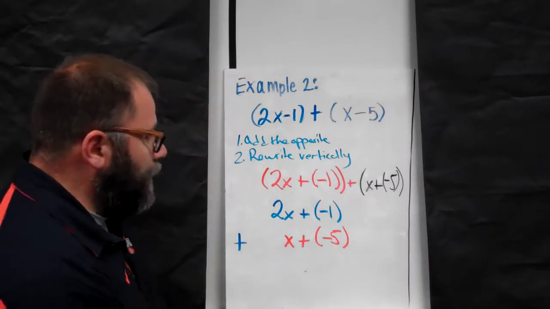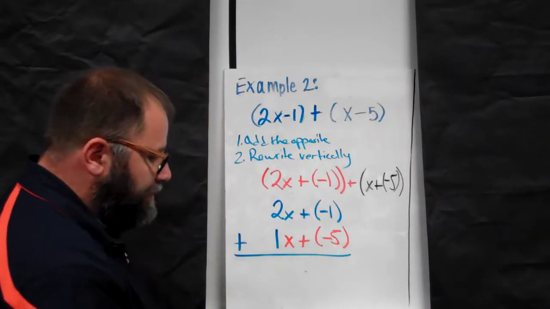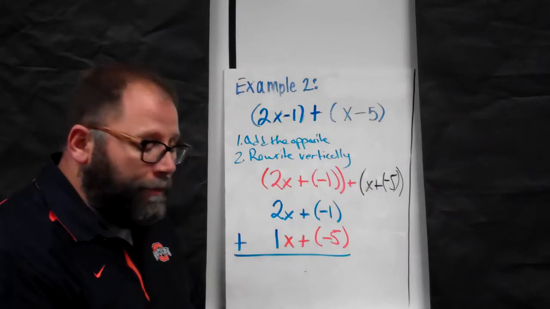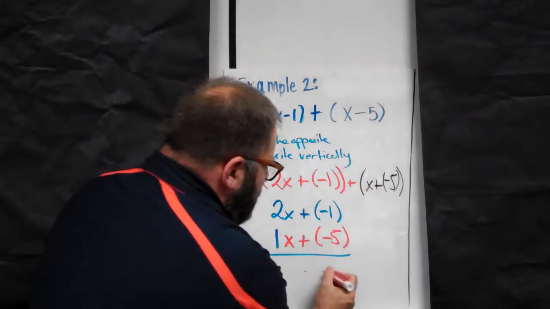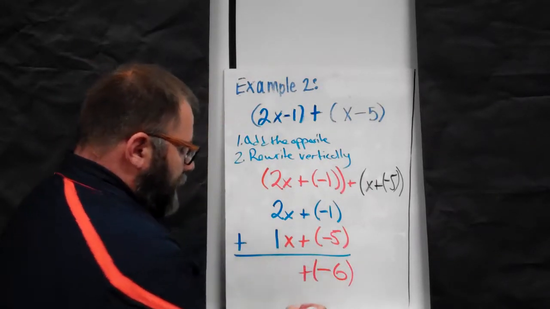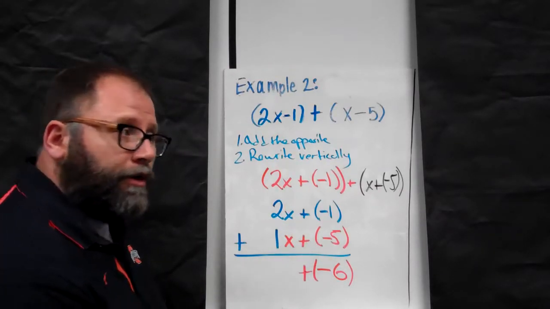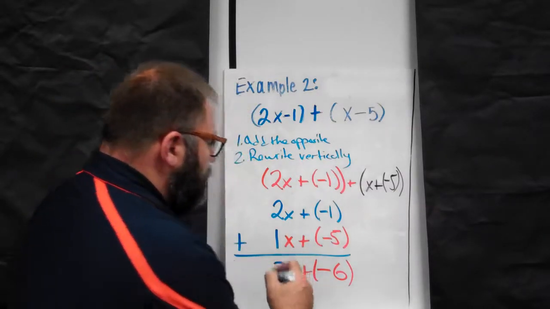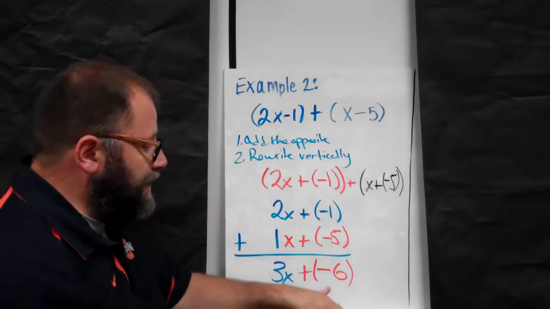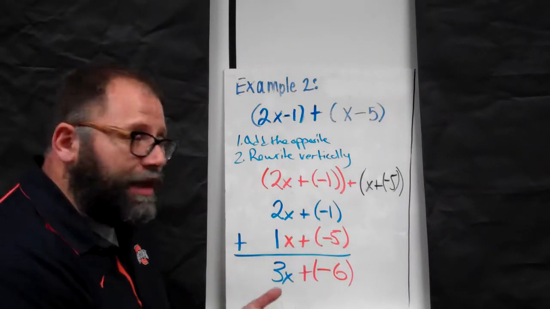So, don't forget, we have our secret coefficient of 1 there. Let's start with the constants. Negative 1 plus negative 5, remember, same sign, find the sum. So negative 1 plus negative 5 is negative 6. Now we have 2x plus x, or 1x if you prefer. That then is 3x. And we're good. We have 3x plus negative 6. Remember, this is a constant and this is a variable term. They're unlike terms, so we cannot add them together.